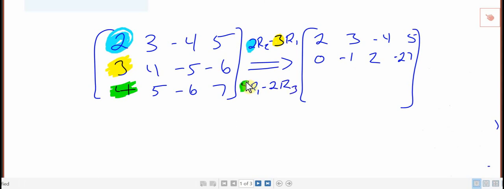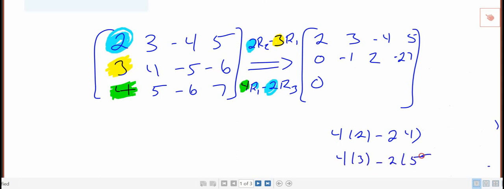Again, this 4 is coming from the 4 over here, and then of course the 2 is still the 2 that is up in row 1. So it's always the other entry times that row. All right, now 4 times row 1, so that's 4 times 2 minus 2 times row 3, and that gives me the 0, right? Okay. And then 4 times row 1 minus 2 times row 3.